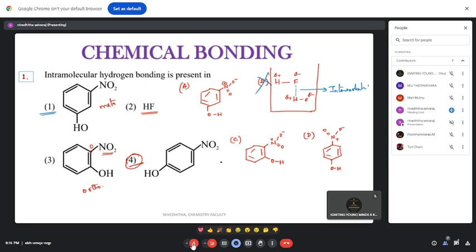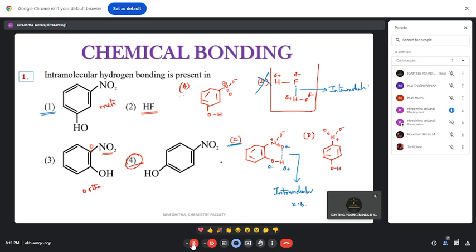But as far as compound C is concerned, which is orthonitrophenol, I have an alcohol here. There is a charge separation between oxygen and hydrogen, because the electronegativity of oxygen is very much greater than hydrogen. So oxygen will have a partial negative charge and hydrogen will have a partial positive charge. And among nitrogen and oxygen, obviously oxygen is highly electronegative, so oxygen will have a partial negative sign. So this negatively charged oxygen and this positively charged hydrogen will form a hydrogen bond, and this hydrogen bond is formed within the molecule. So this is called intramolecular hydrogen bonding.